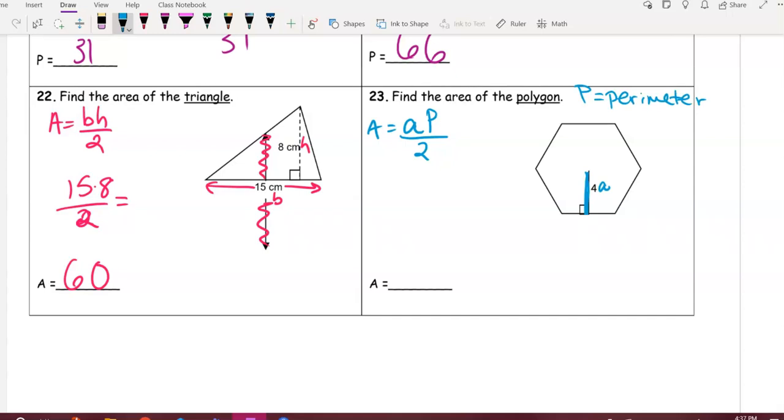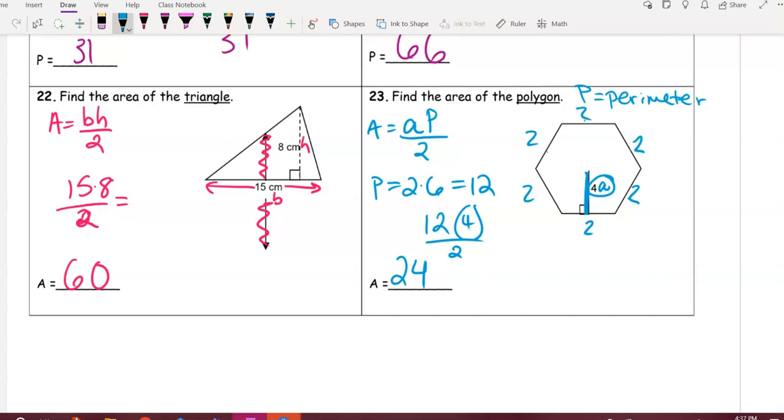So it tells us in the picture that the side is 2. We can assume all the sides are 2. And there's 1, 2, 3, 4, 5, 6 sides. So 2 times 6 is going to give us our perimeter, which is 12. Our apothem a is 4. So 12 times 4 divided by 2 is going to give us our area of 24.